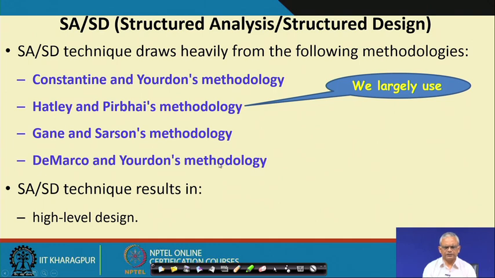We will see that the different tools that are available also support a number of methodologies, and different industries and different projects might adopt some methodology. Hatley and Pirbhai is a methodology which has come much after Constantine, Jordan, Gane, Sarson. So, this is a more recent methodology, and obviously, they had the privilege of making use of the ideas of the Constantine, Jordan, Gane, Sarson, DeMarco, Jordan's methodology, and we will be using the Hatley and Pirbhai's methodology to a large extent.